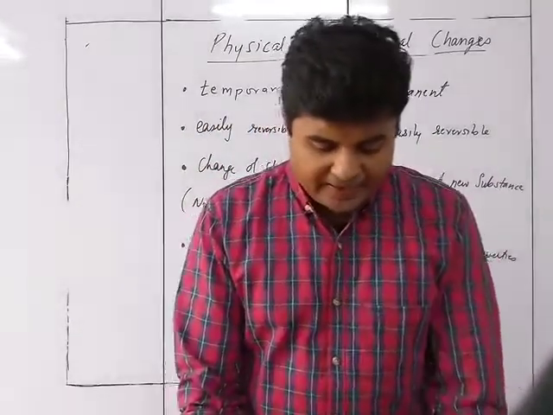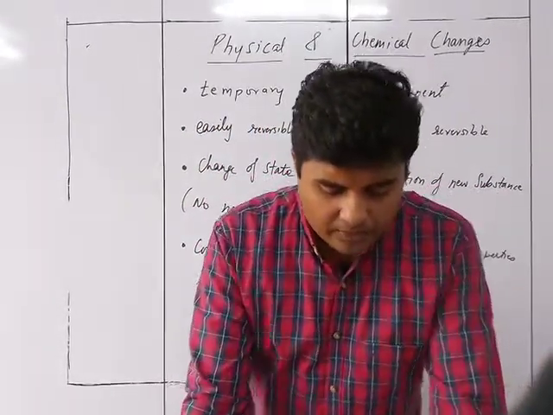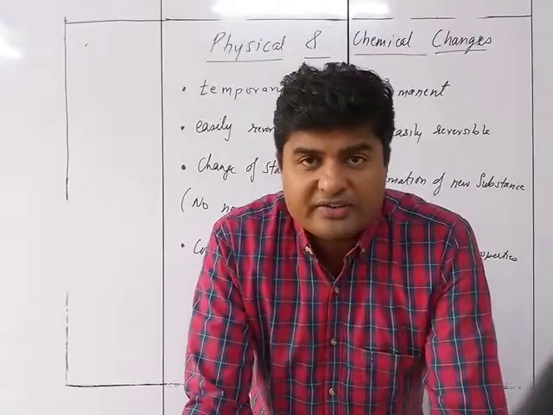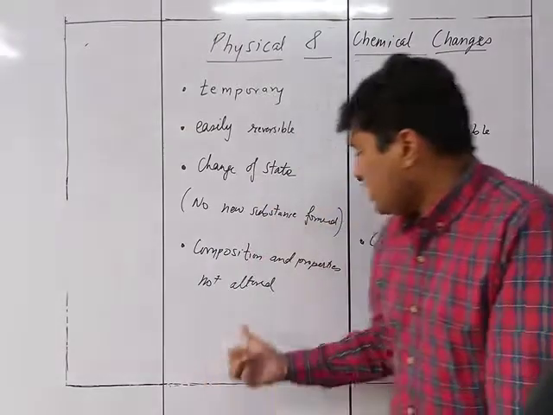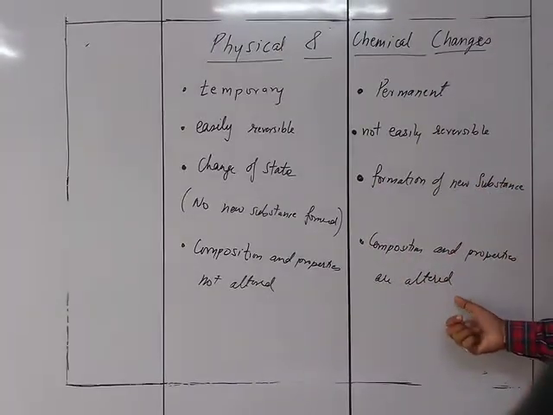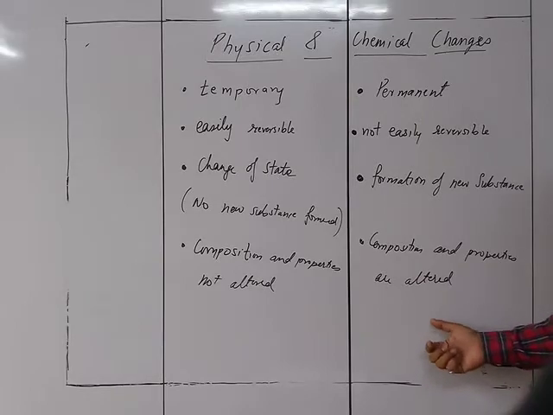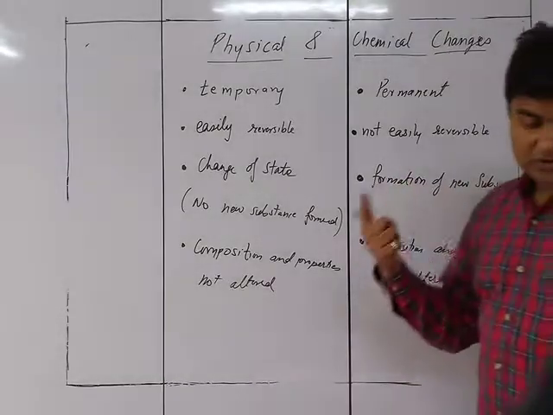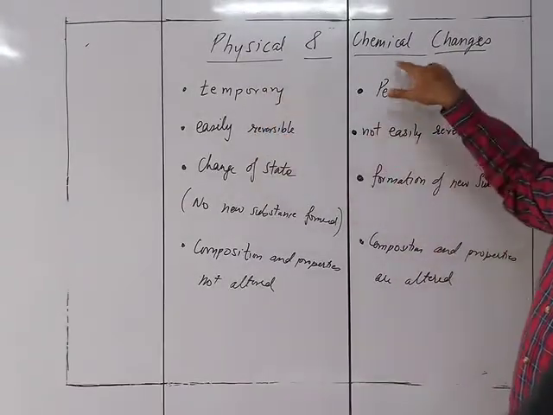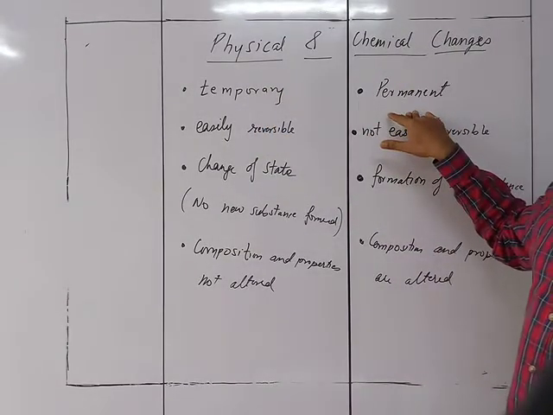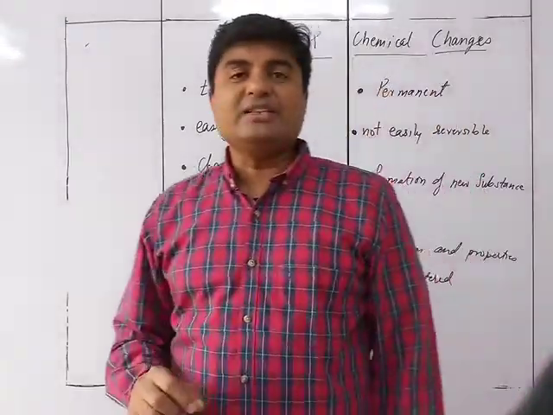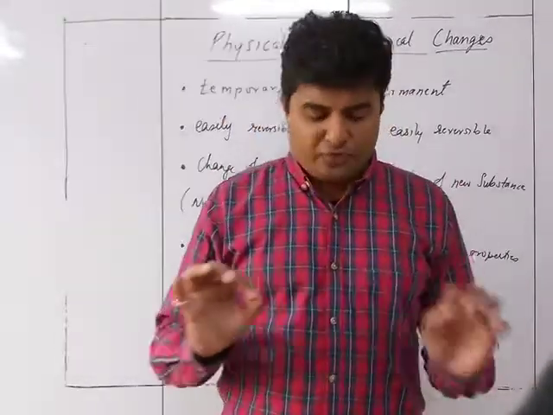Now let's compare the two. Comparison. The composition of the molecules of a substance remains unaltered in a physical change, whereas the composition of the molecules and the substance are altered in a chemical change. So first thing, physical changes are temporary changes. Chemical changes are permanent changes. Next thing is, in a physical change, there is no change of mass.